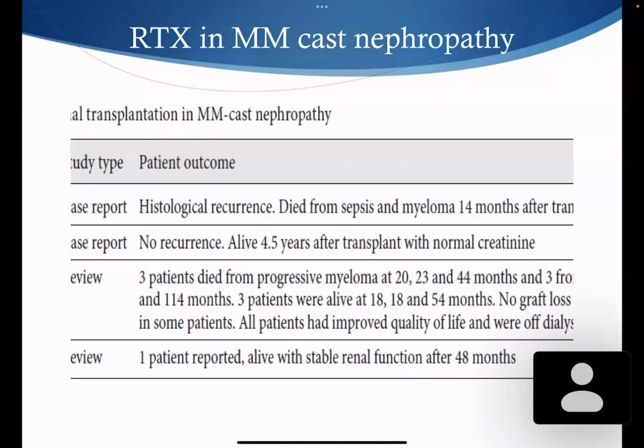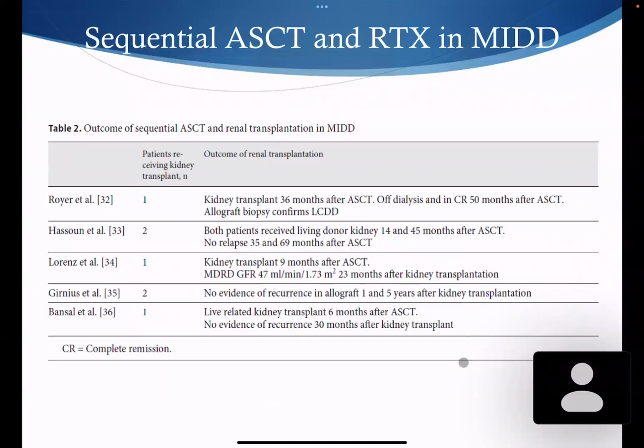Many papers, although most of them are anecdotal reports, have shown some case reports and few reviews, like 3 patients who died and another 3 patients who lived with no loss, and another review that reported a patient alive with stable renal function after 48 months. And this was the outcome of sequential autologous stem cell transplant followed by renal transplant, in particular in MIDD, which is our case scenario.